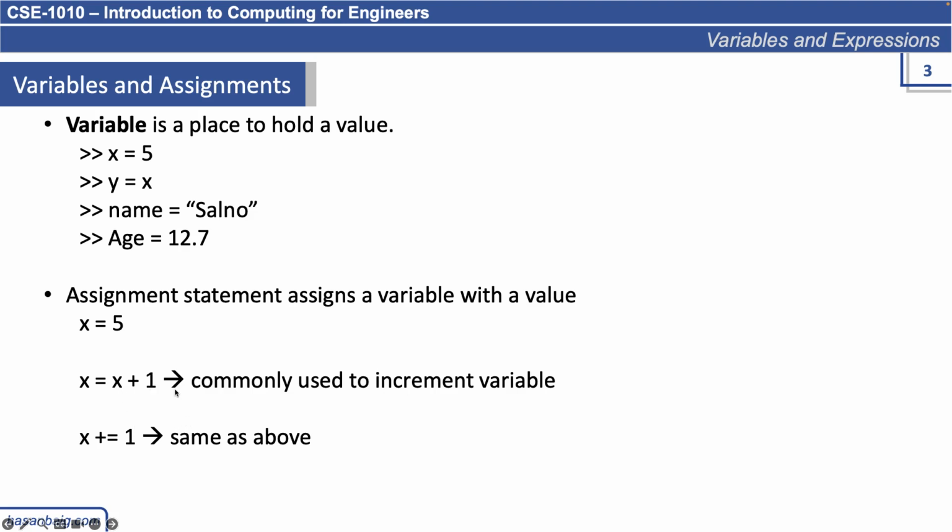A common example is to increment a variable. We have a value x and we want to increment the value of x by 1. Every time this statement is executed, the value of x is incremented by 1. Assume x is initialized with the value 5. Then x equals x plus 1 means 5 plus 1 is computed and stored in the variable x again. Running it once will increment the value of x to 6, then 7, and so on.